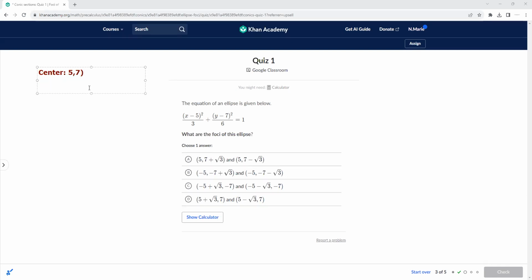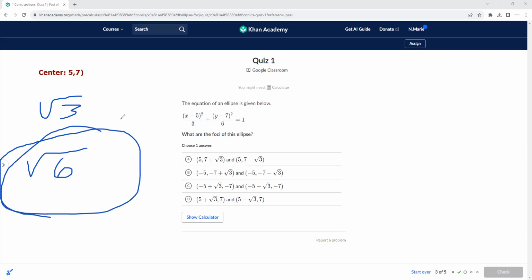Our minor vertices is the square root of 3, and for the main one, it's the square root of 6. So the foci is going to be on the main vertices. So you need to focus on this number here. You are going to be using like the Pythagorean theorem.